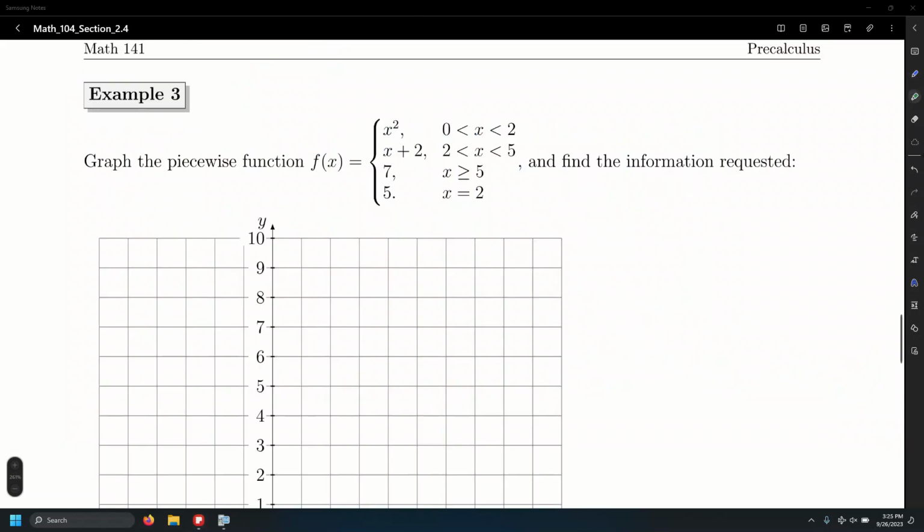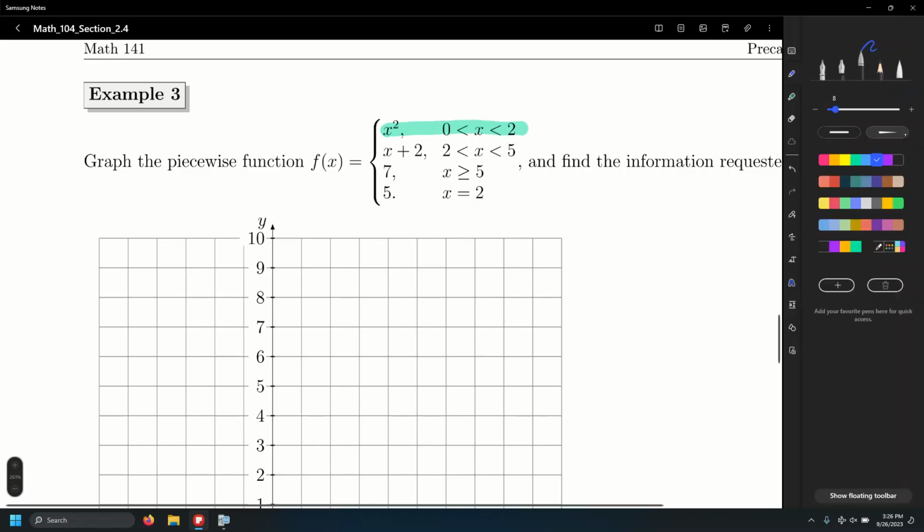Okay, so example number 3, we have this crazy looking piecewise function. It doesn't have just 2, but actually 4 pieces, and even the conditions are as crazy. Well, let's see. So number 1, we have the square function, that is x squared between 0 and 2, excluding the endpoints. Yes, when we create the table of values, we will still evaluate them at 0 and at 2, but keeping in mind that those points are going to be represented as holes.